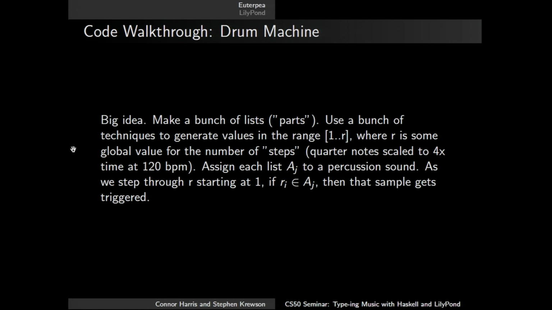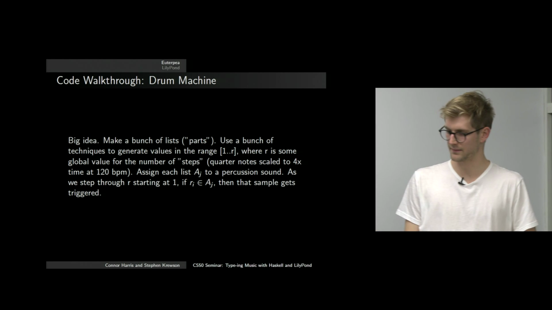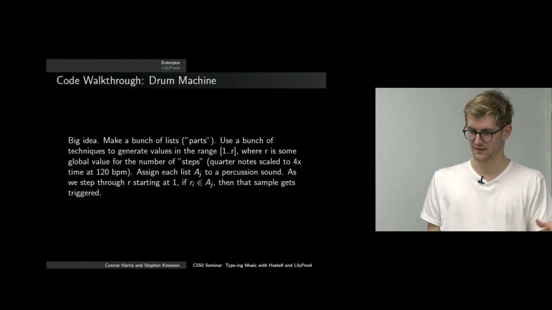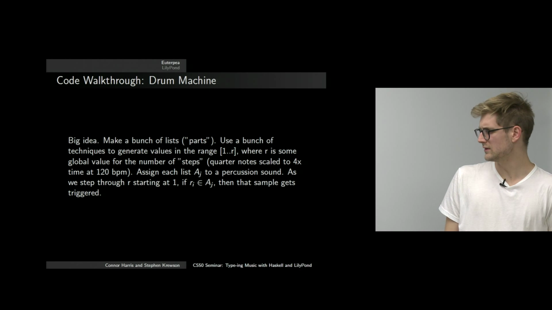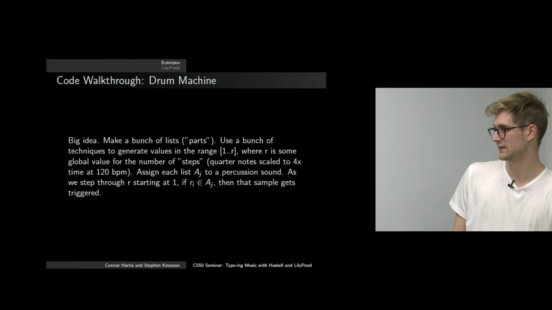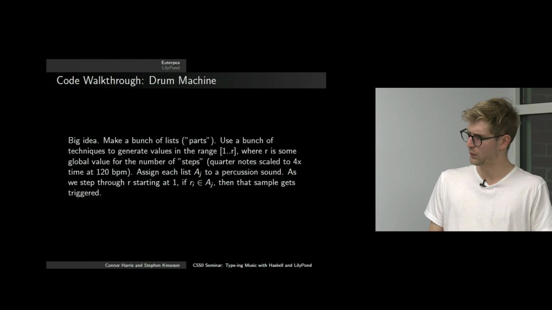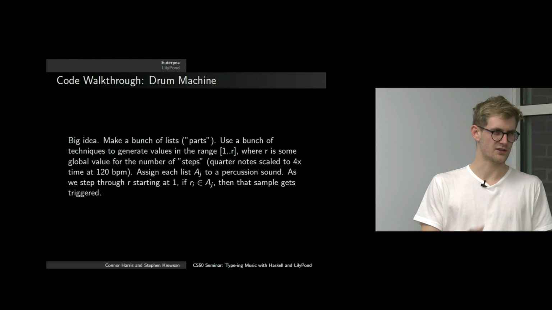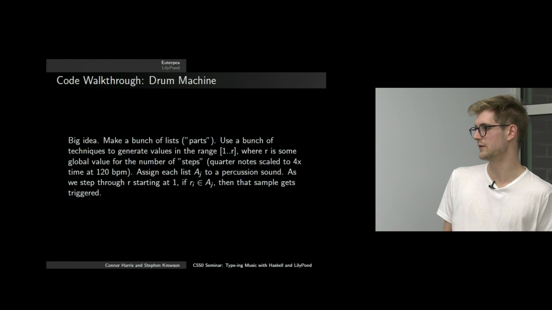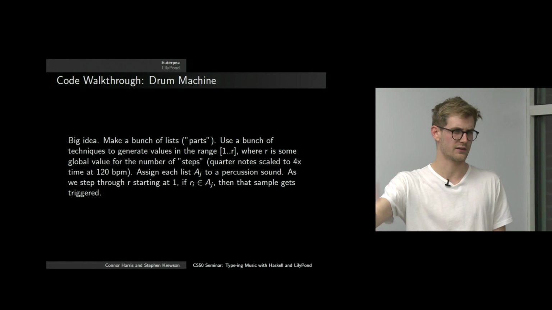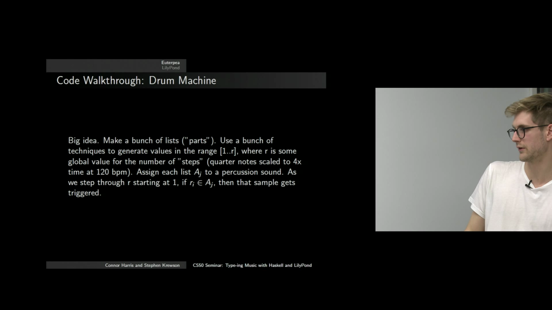So the big idea is to make a bunch of lists or parts. On those Roland machines, there were typically about 8 to 10 rhythm or percussion parts. And then use a bunch of techniques we've talked about, using folds, filters, and lambda functions mapped over lists to generate values in some range, 1 to R. R is 16 or 32 steps in the sequencer.